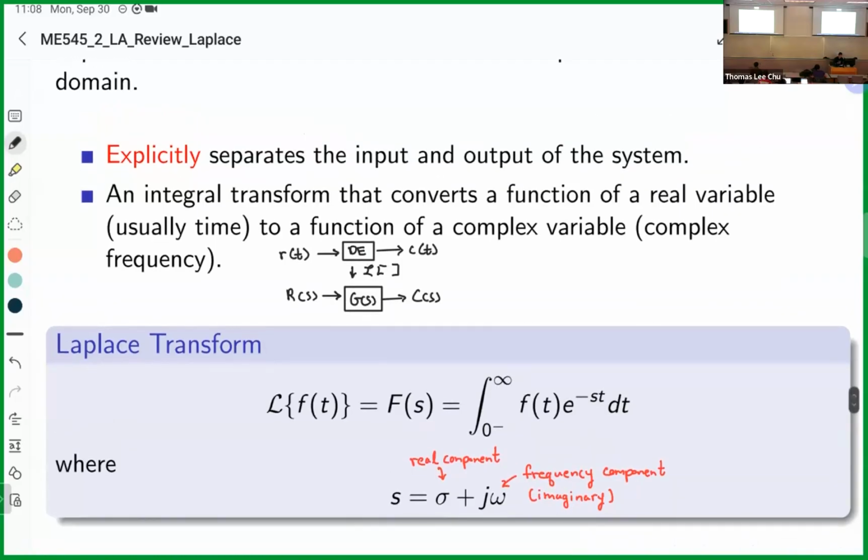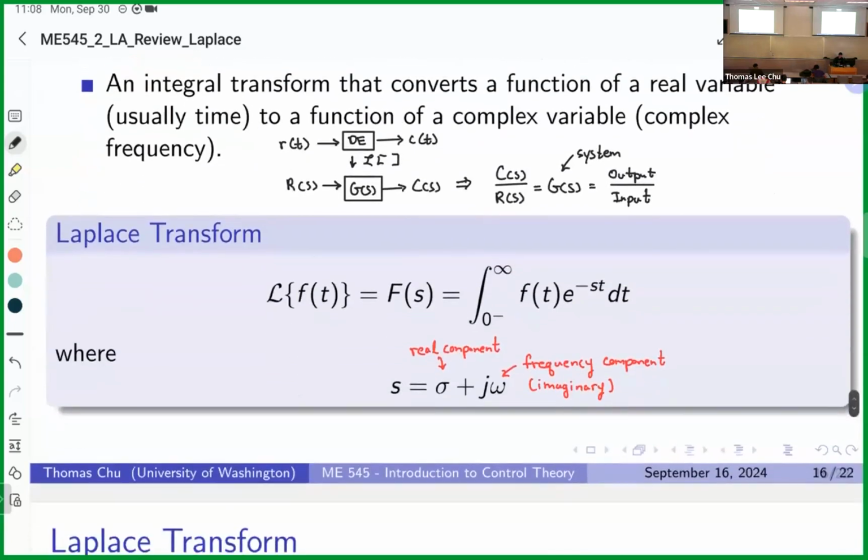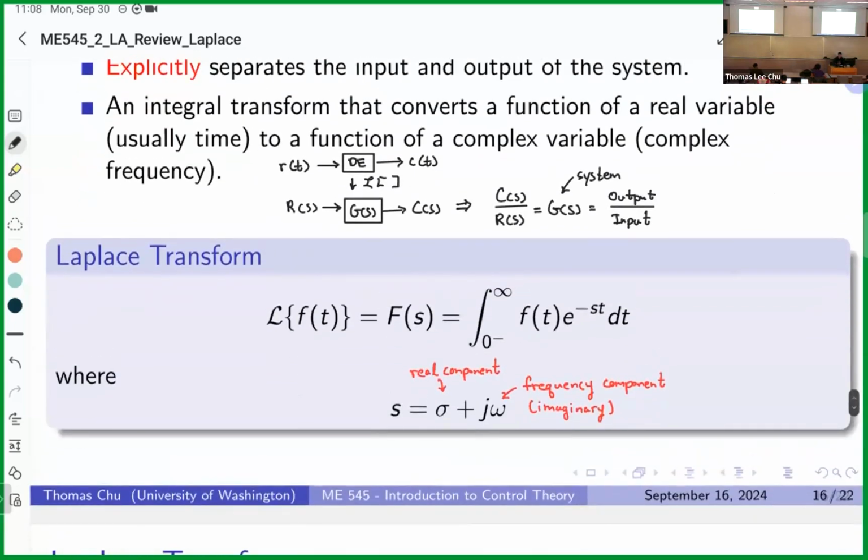And when they say you can explicitly separate the input and output of the system, we can rewrite this block diagram as C of s, which is our output, divided by our input, R of s, is equal to G of s. And that's how we explicitly separate it. So this is our output divided by our input, our system right here. That's what we like about Laplace transform, that we can explicitly separate our output by our input.